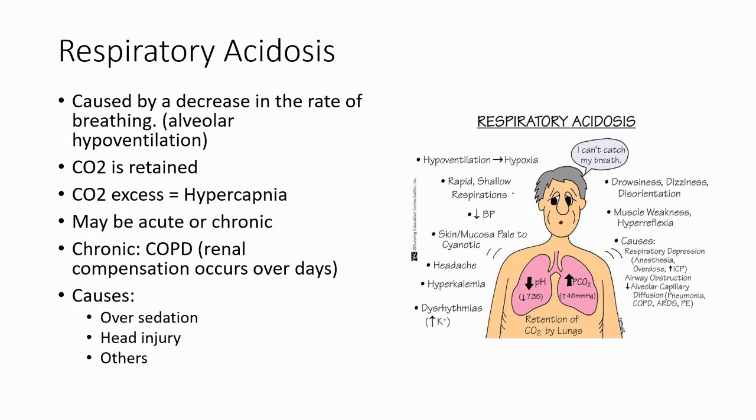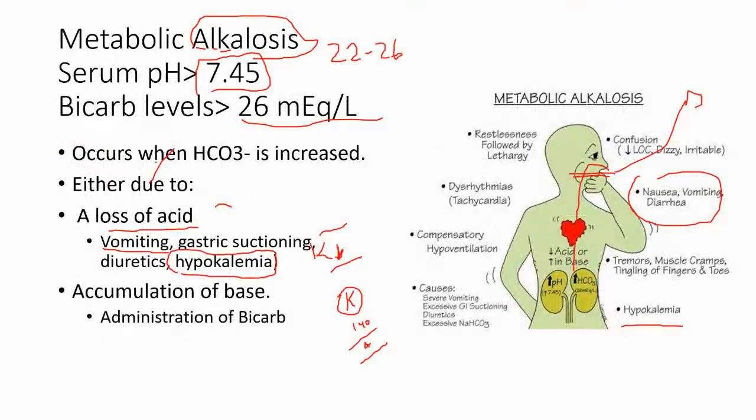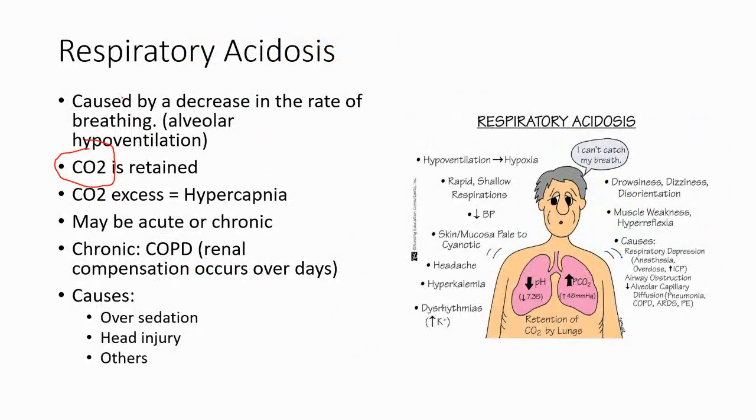Okay, so the next two we're going to talk about are respiratory acidosis and respiratory alkalosis. Keep in mind when we have a respiratory problem, we're talking about CO2. With a metabolic problem, we're talking about the bicarbs. That's important to keep in mind. Respiratory acidosis is caused by a decrease in the rate of breathing, or what we call alveolar hypoventilation. Somebody is hypoventilating. They're not breathing.